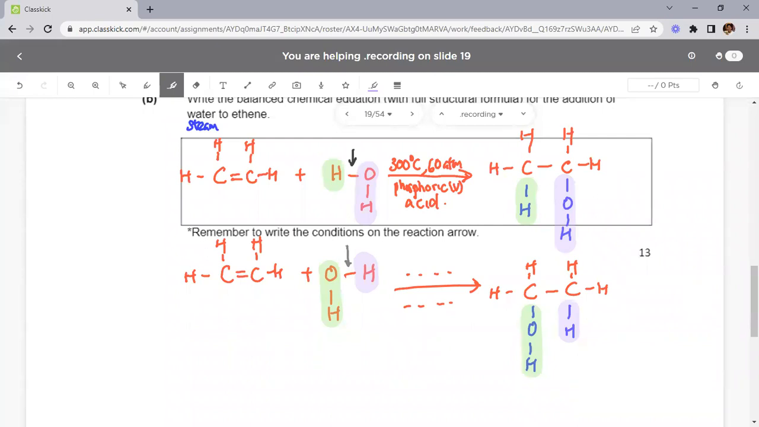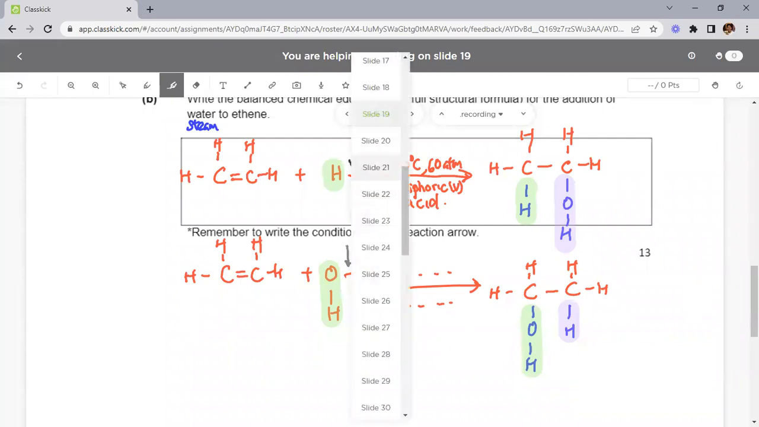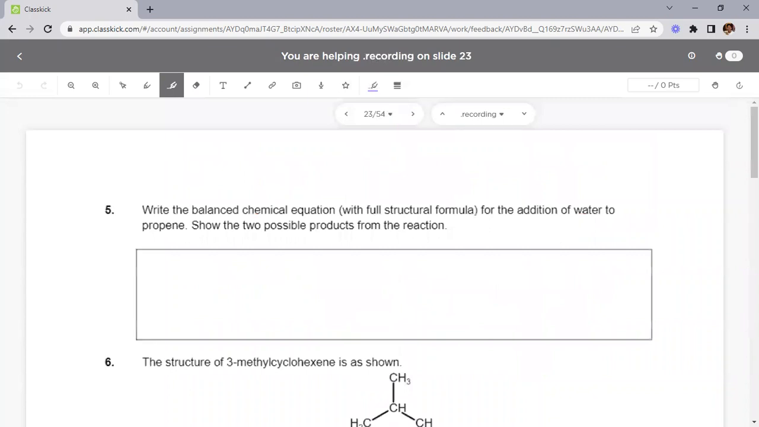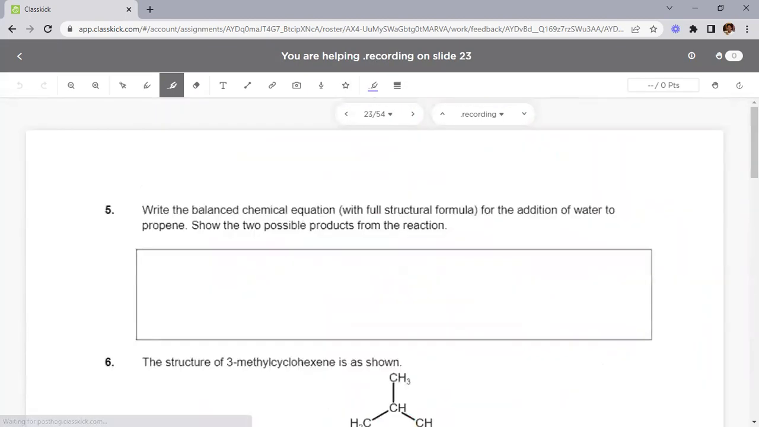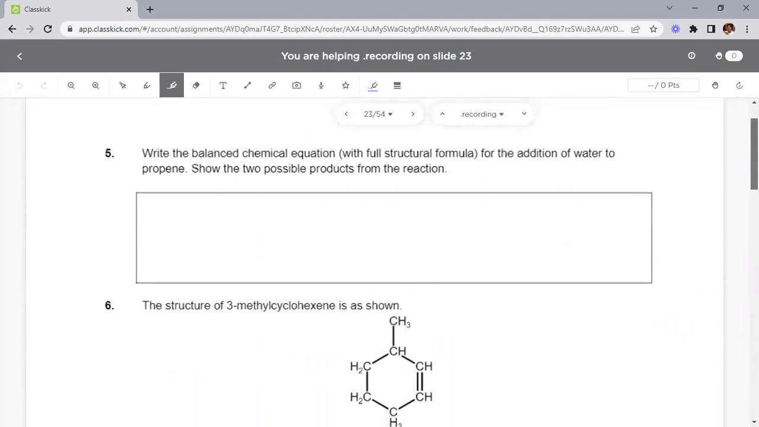Okay, so now with this, once again, we're going to go into a little bit of practice just so that you have a sense of really what's happening again. So go to slide 23. Okay, I want you to draw for me the addition of steam to propene. Show the two possible products that can be produced from this addition reaction. Okay, so go and try this one out now.